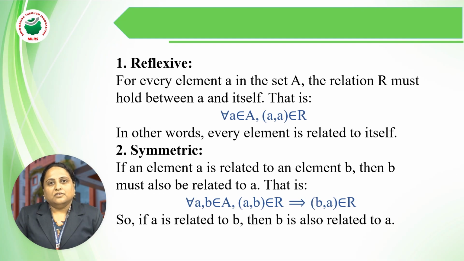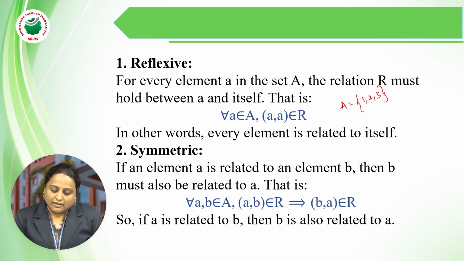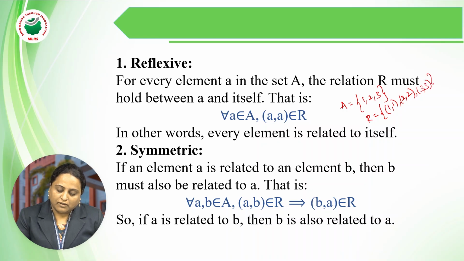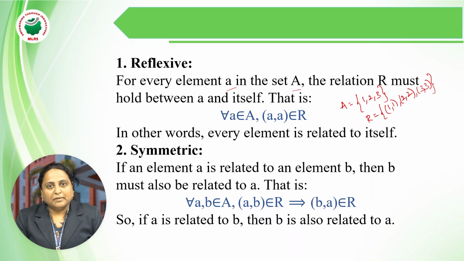Reflexive. When can you call a relation reflexive? Suppose A is defined on a set of numbers like 1, 2, 3, and R is a relation that forms the set of ordered pairs (1,1), (2,2), (3,3). Then you can call this relation reflexive. Let us see the definition: for every element A in the given set, the relation must hold between A and itself. That is, the ordered pair is formed between the element and itself.